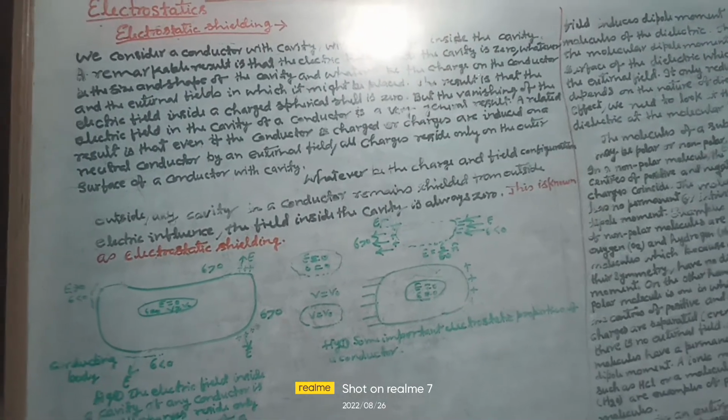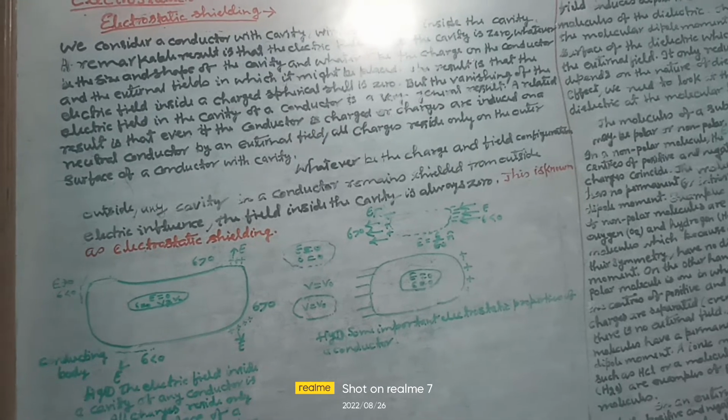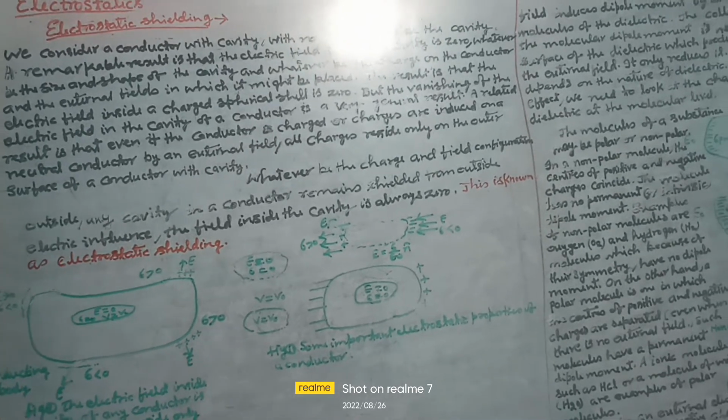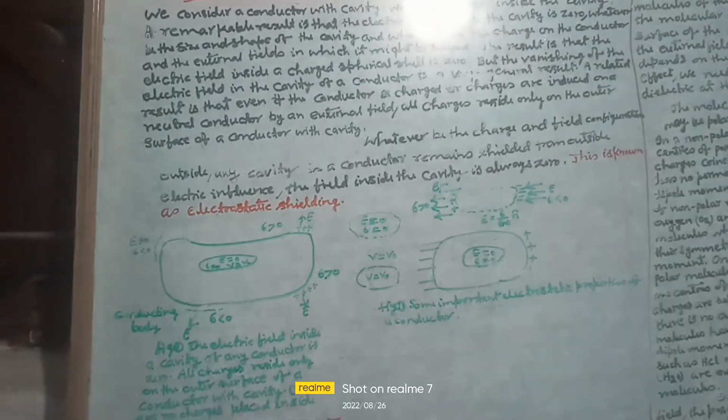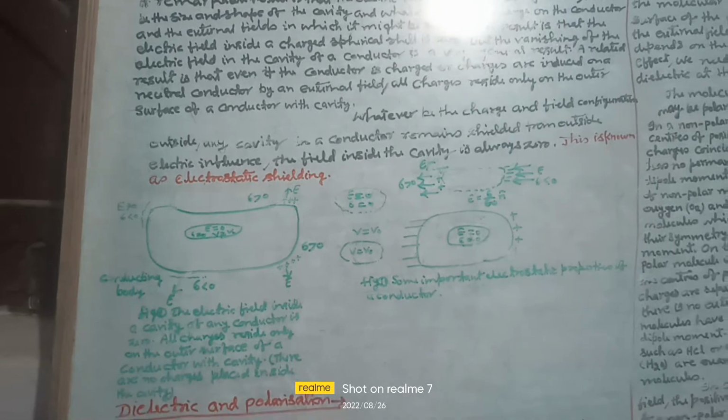Electric influence: the field inside the cavity is always zero. This is known as electrostatic shielding, as shown in figures A and B.